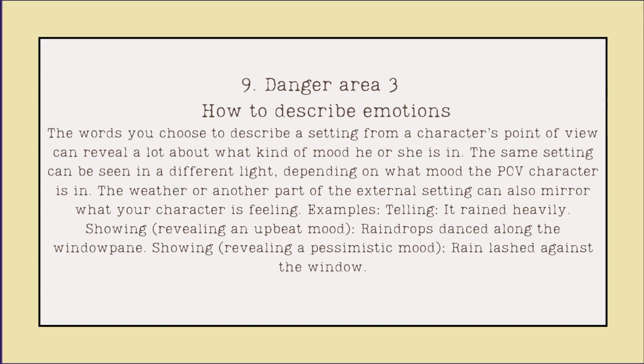The words you choose to describe a setting from a character's point of view can reveal a lot about the mood that he or she is in. The same setting can be seen in a different light, depending on what mood the POV character is in. The weather, or another part of the external setting, can also be a mirror for what the character is feeling.